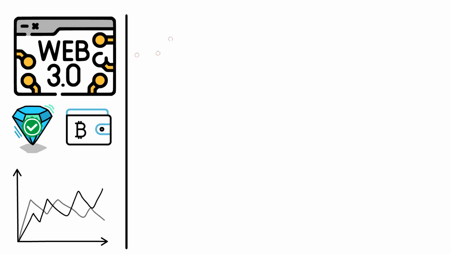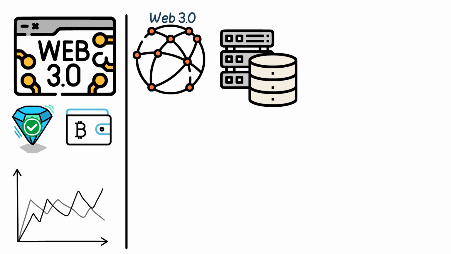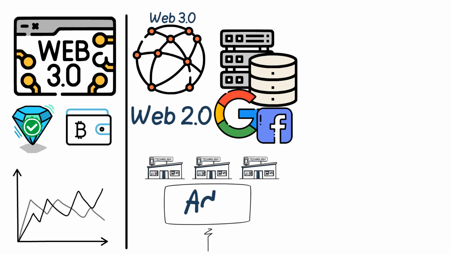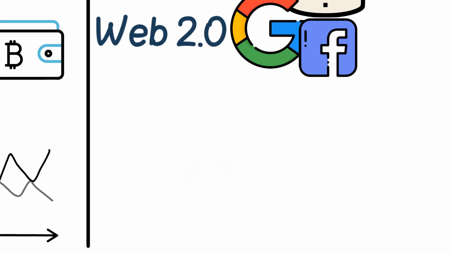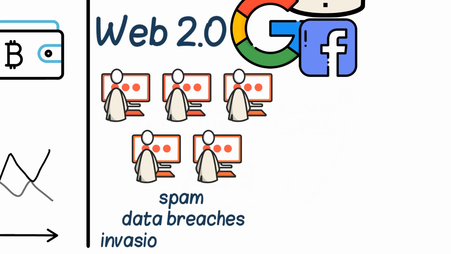The decentralized nature of Web 3.0 takes the storage and maintenance of data away from large centralized corporations like Google and Facebook. As Web 2.0 grew, these companies saw the value in gathering as much user data as possible and using this information to target their ads at the people using their platforms. While this led to a more personalized experience for users, it also caused a lot of negative effects such as spam, data breaches, and other invasions of privacy.